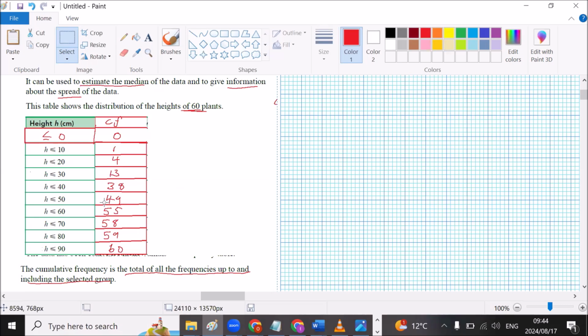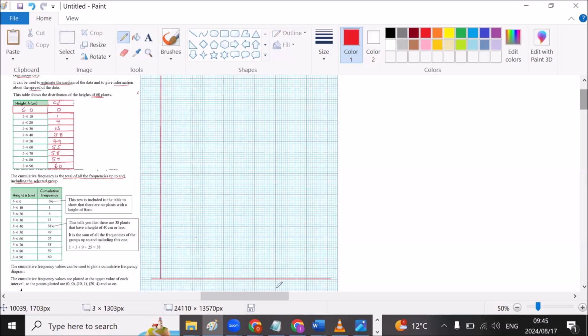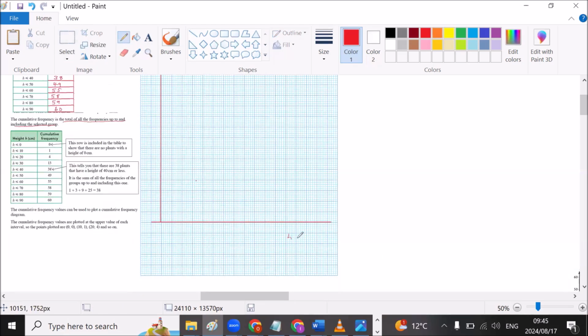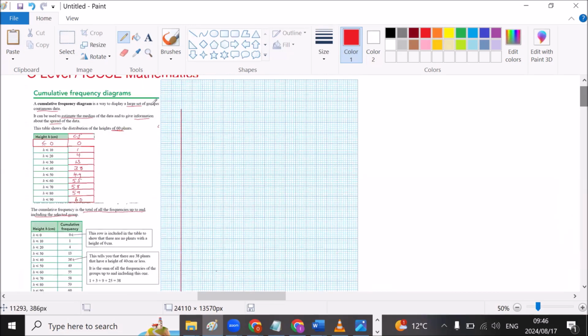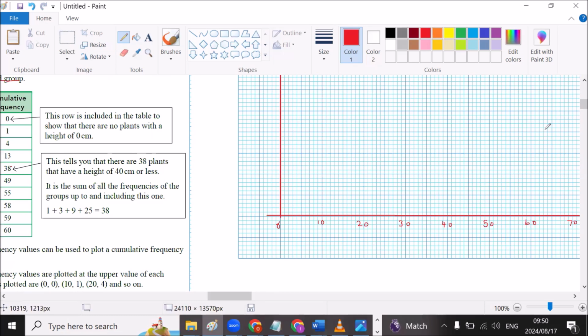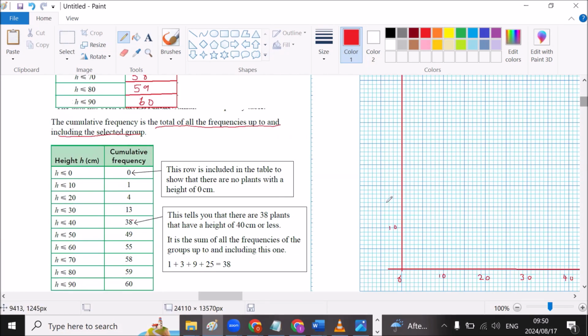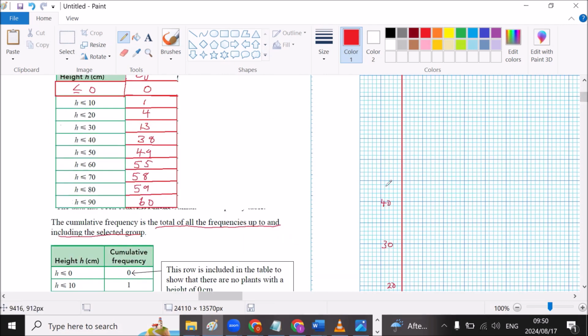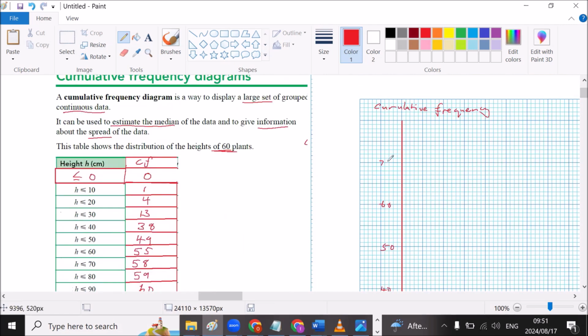So this is our cumulative frequency table, which we will use to draw our cumulative frequency diagram, which is a graph of cumulative frequency against height. So on our horizontal axis, we'll have the height. So we'll label it height in centimeters. Then our vertical axis will be the cumulative frequency. So our height starts from 0, 10, 20, 30, 40, 50, 60, 70, 80, 90, 100. Then we go to our cumulative frequency. 10, 20, 30, 40, 50, 60, 70.